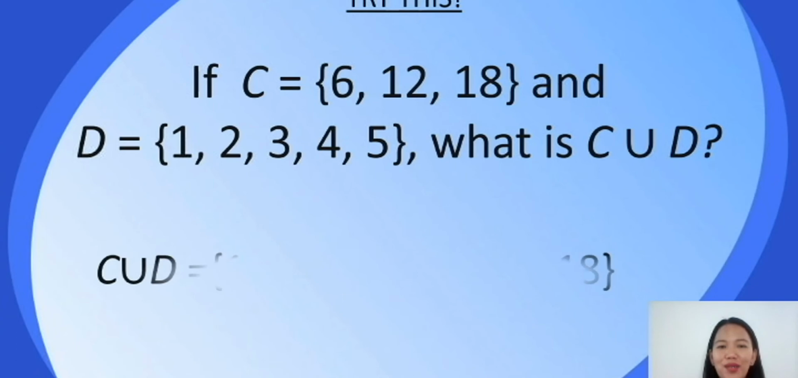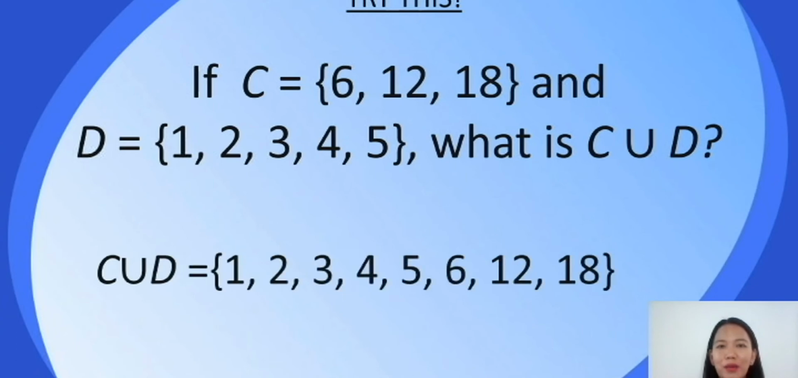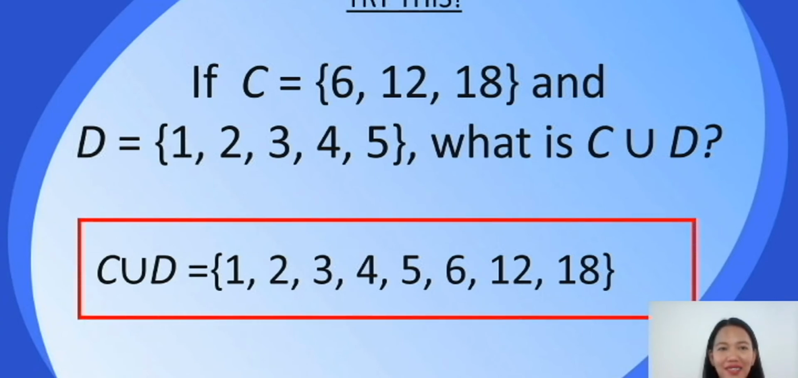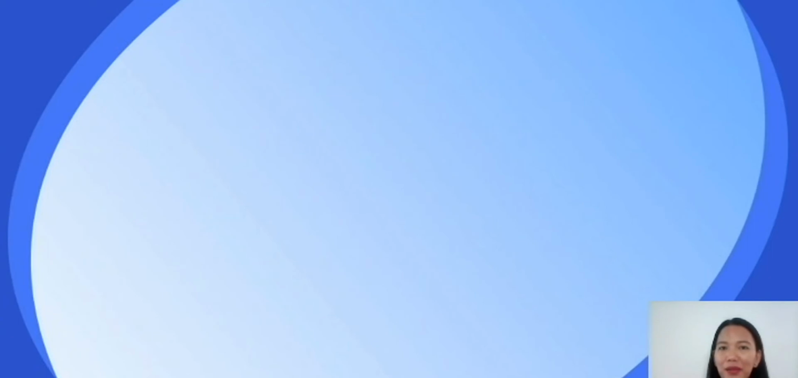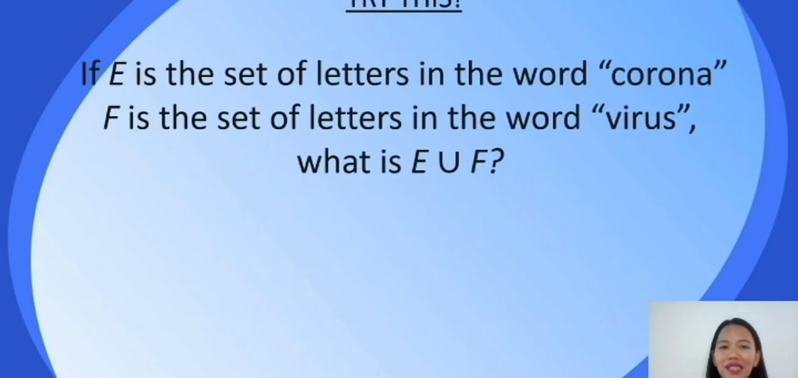Excellent! C union D is equal to 1, 2, 3, 4, 5, 6, 12, and 18. How about this one? If E is the set of letters in the word corona, and F is the set of letters in the word virus, what is E union F? This time, you have to list down first what are the elements of the two sets E and F. Remember that in writing the elements of the set, it should be written in alphabetical order.